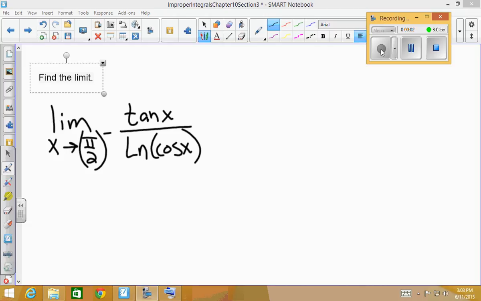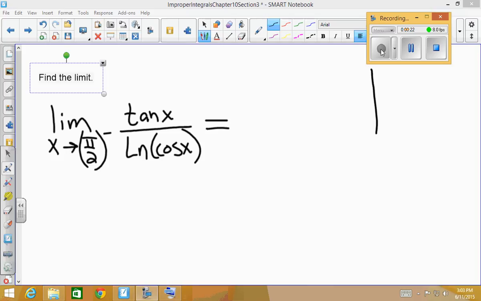Find the limit. The limit as x approaches pi over 2 from the left of tangent of x divided by the natural log of the cosine of x. If we try to evaluate this using the quotient rule, we'd need to know what's the limit of the tangent of x as x approaches pi over 2 from the left.